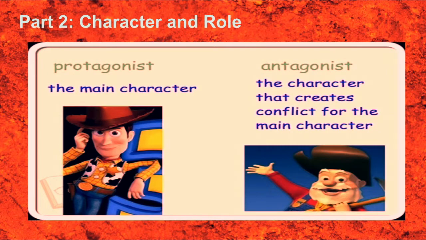First, there is the protagonist and antagonist. The protagonist is your main character. Your main character is not necessarily the good guy, but sometimes your good guy. Your antagonist is the character that creates conflict for the main character. So the main character in Othello by Shakespeare would be Othello, and the antagonist would be Iago. Iago creates the conflict for Othello.